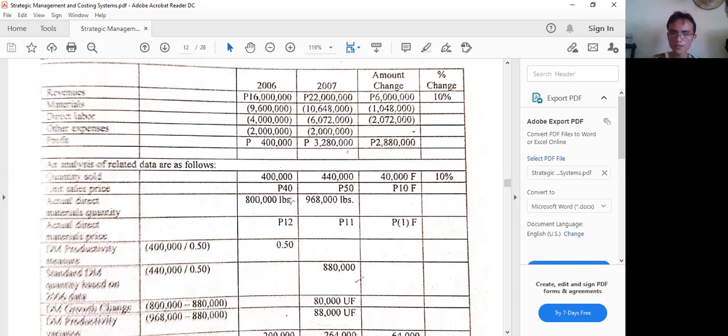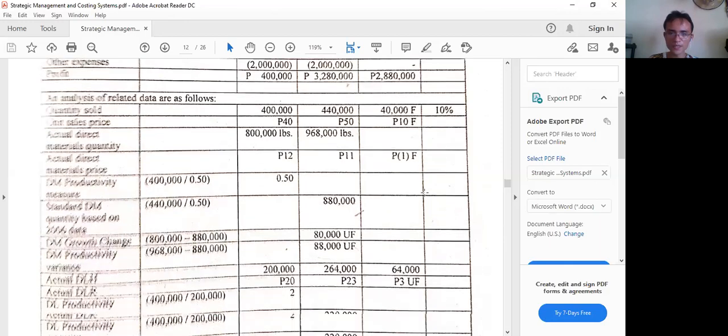44 times 10,000, that's 440,000. So 440,000 is the product of certain numbers. It's not given, it's the quantity sold. So 440,000 times 50, that's 22 million. So 22 million minus 16 million is 6 million, right? So that is the difference of the revenues I said a while ago.